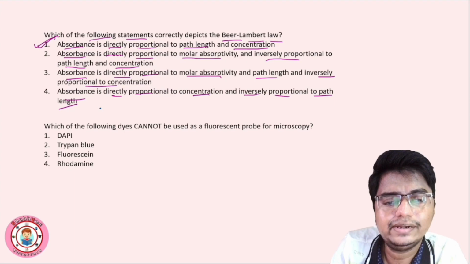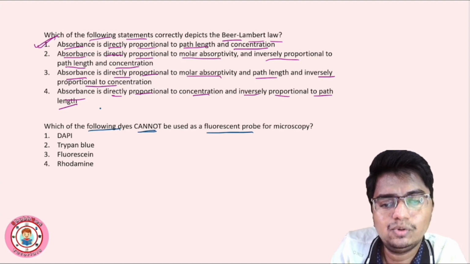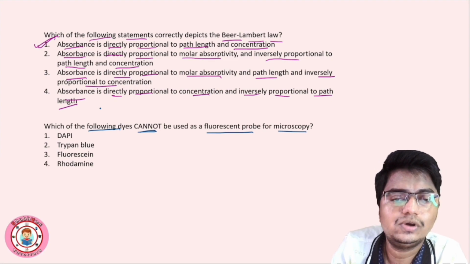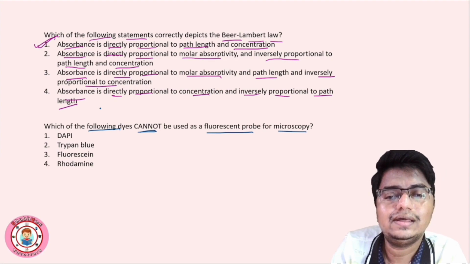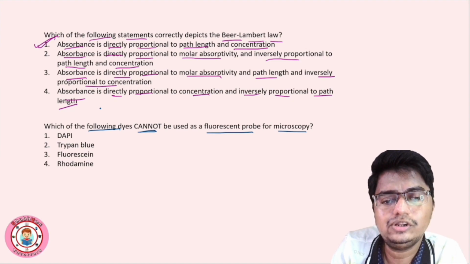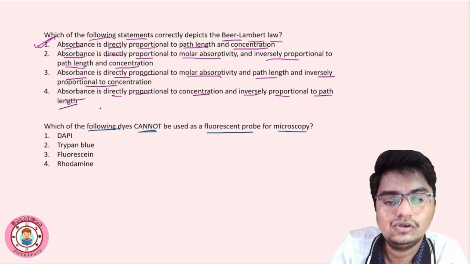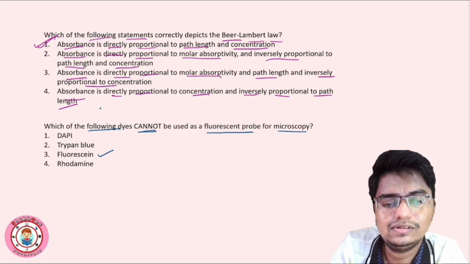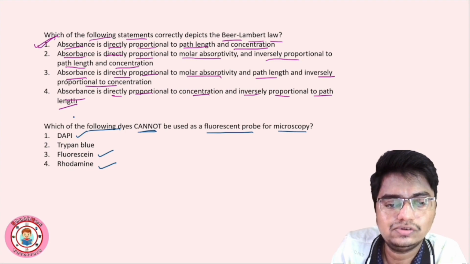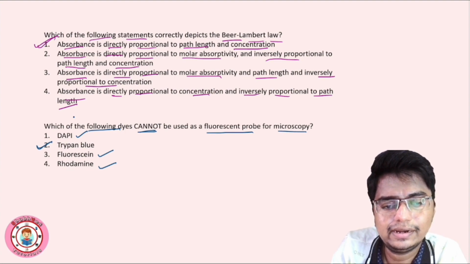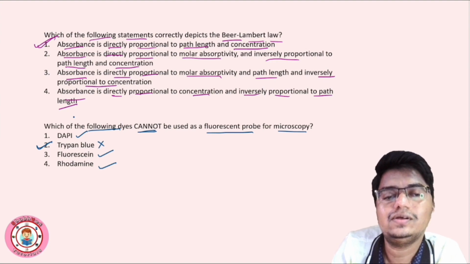Which of the following dyes cannot be used as fluorescent probe or microscopy? Which of these dyes is not a fluorescent probe? Okay, which is not used as a fluorescent probe. So we know that fluorescein is used, rhodamine is used, right? DAPI is also used. Trypan blue is not used. So this will be the correct answer.